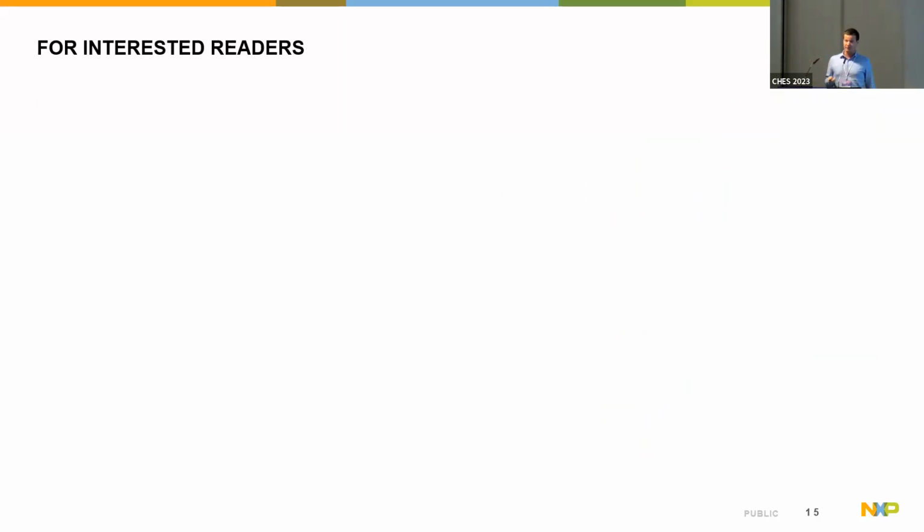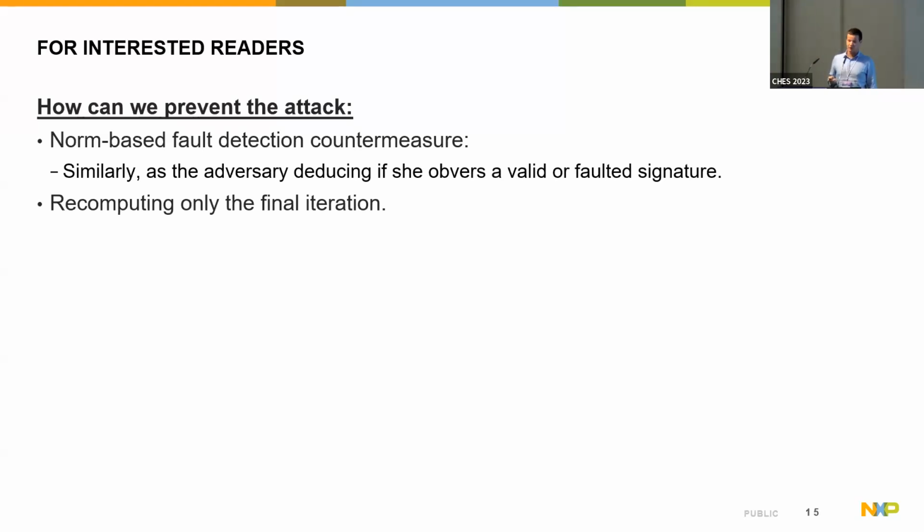Maybe an interesting point is that we can prevent the attack. In the paper, we introduce a countermeasure that just looks at the structure within the released signature to detect if a fault was injected. As I explained before, the adversary is able to look at the norm of the difference between two polynomials in the released signature. The chip can actually do the same to detect the faults. You can also just recompute the last iteration in the process and verify that the released signatures are the same.